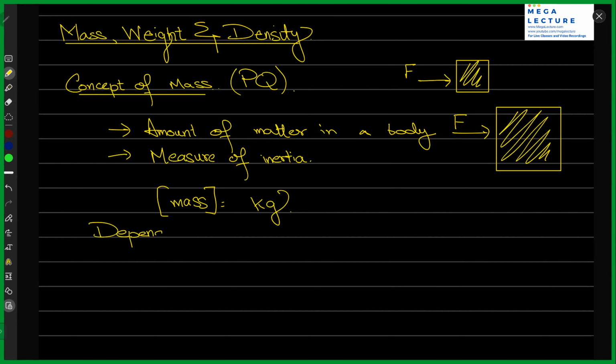Any hints? So we'll list some quantities on what the mass of an object could depend on. I think you can think in terms of its definition, right? The definition is it's the amount of matter in a body. So you can think in terms of that. It depends on the matter in the body.